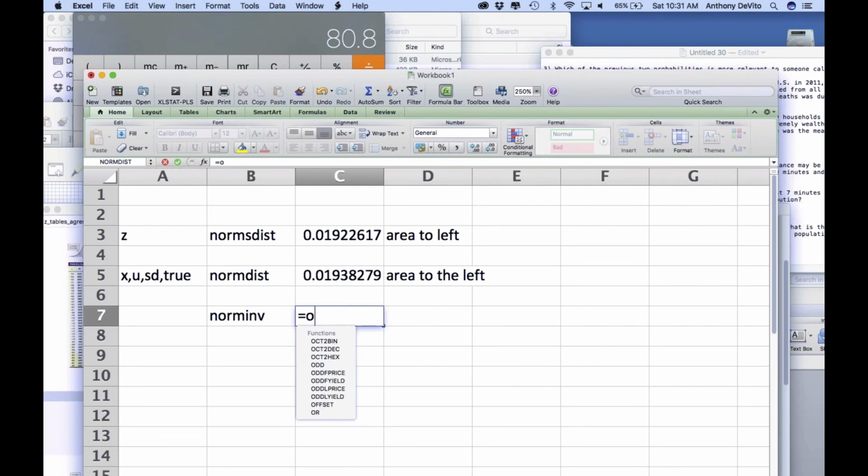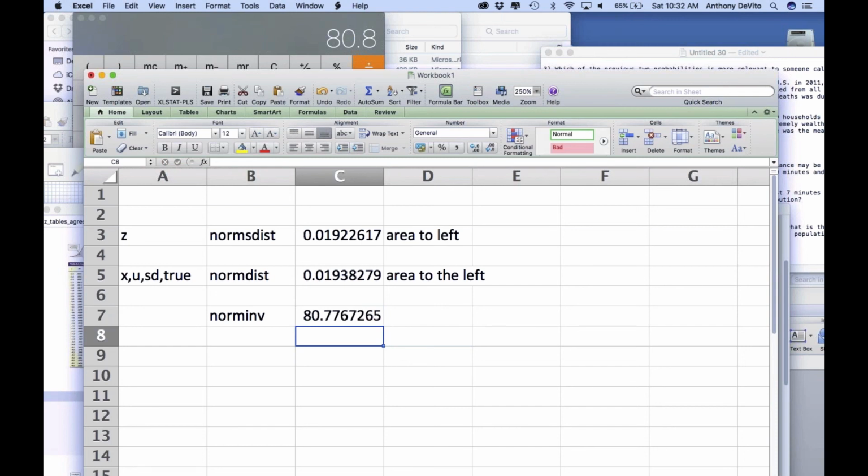Norm inverse. And again, I'm going to hit parentheses. It wants the probability, the mean, and the standard deviation. Well, the probability is the probability of picking out a random individual from that population. In this case, it's going to be 10%, because we're talking about the lower 10% of the infants. The probability of grabbing one of those, 0.1, is the probability in this case. The mean is 100. The standard deviation was 15. I'm going to close parentheses, see what this gives us.